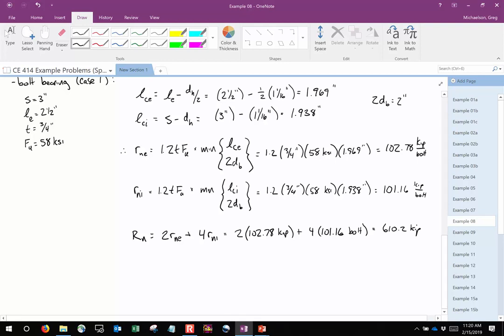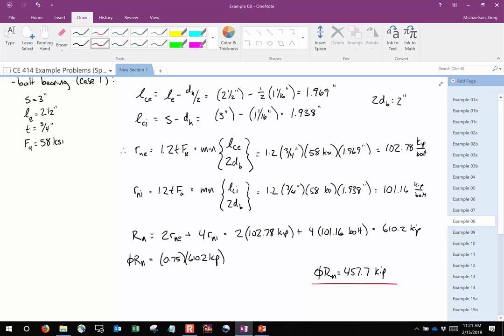All right. Is that the capacity? What am I forgetting? I'm forgetting my phi value. And so what is phi for bolt bearing? 0.75. So 0.75 times 610.2 kips is what? 457.65, so we'll say 457.7 kips. Would you all agree with that?